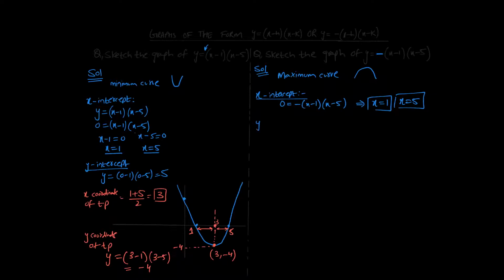For the y-intercept, you will take x as 0, and from here you will observe that the y-intercept comes out to be positive 5. That's the difference. Now the time comes for the x coordinate of the turning point.